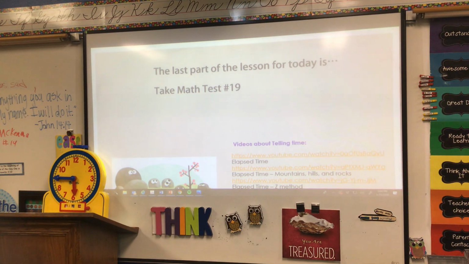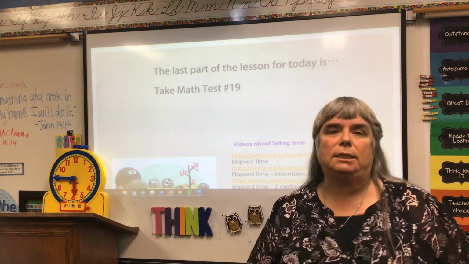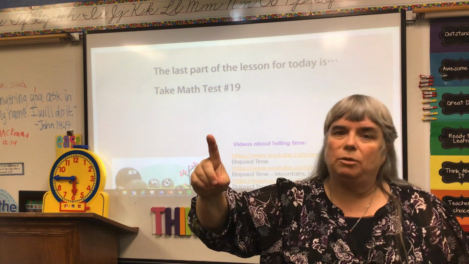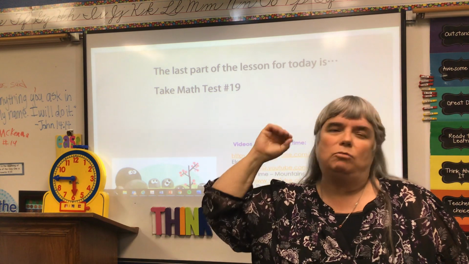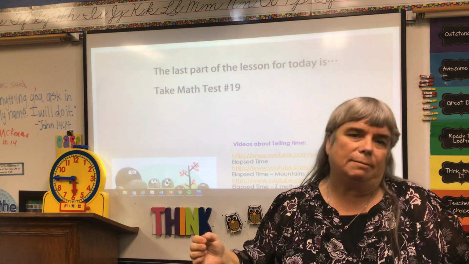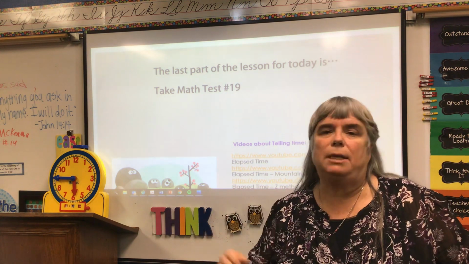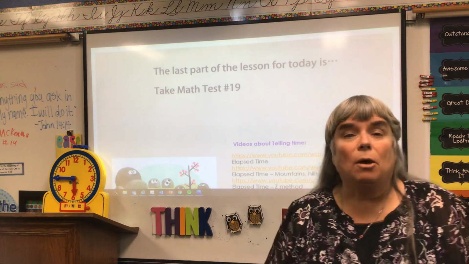Okay, so now's the time. Go ahead and take math test number 19. Make sure you put your name on your paper. Make sure that you do every single page. You might want to have an adult or a sibling, an older brother or sister or something, look at every single page and make sure you didn't skip something.